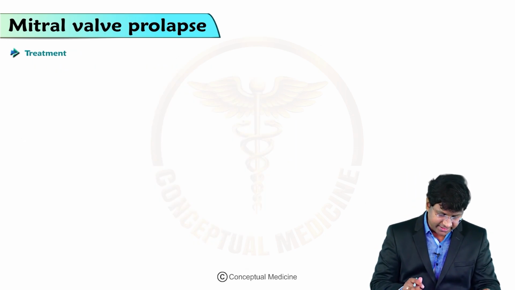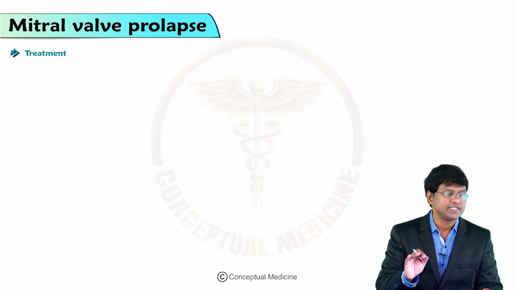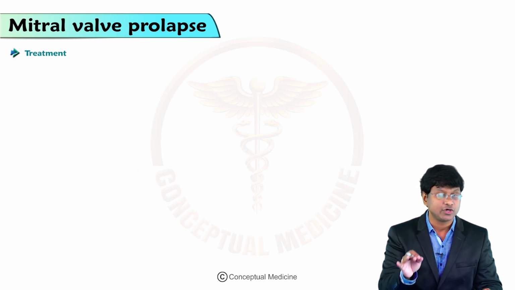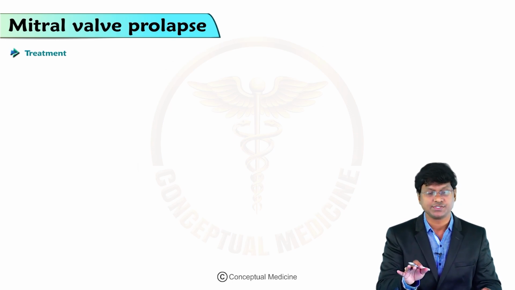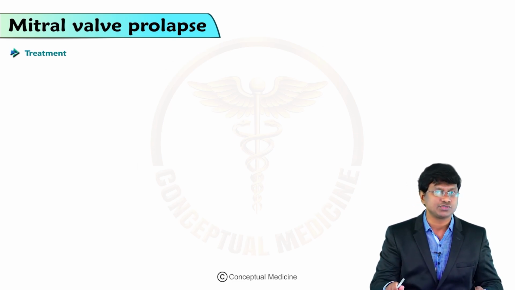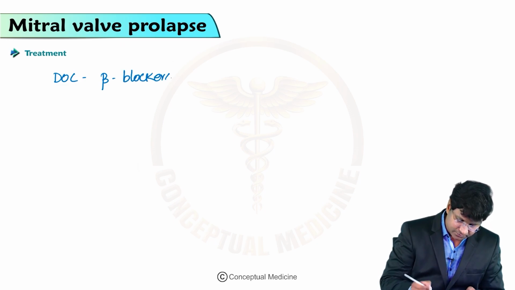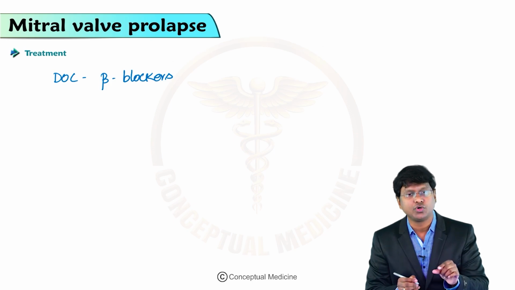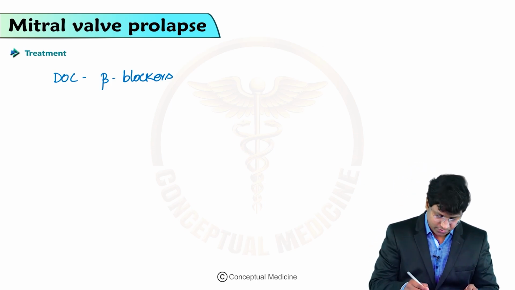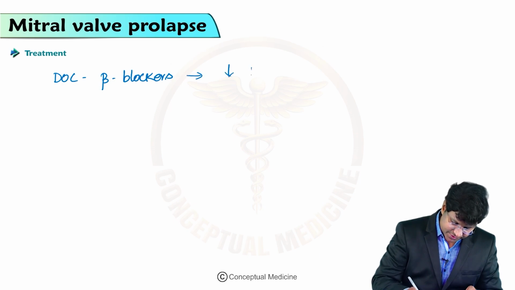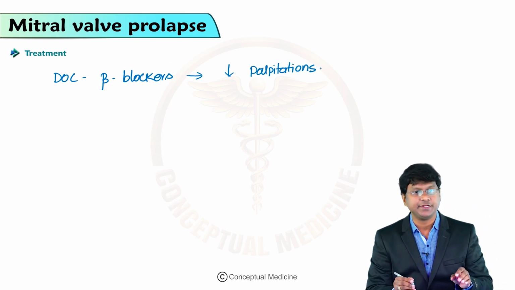Then what will be the treatment in these individuals? See, what is the most common symptom, if the individual is symptomatic? That is palpitations. And why are there palpitations? That is mainly because of the ventricular premature contractions. So the drug of choice for mitral valve prolapse will be beta blockers. Beta blockers in low doses are used to treat the hyperadrenergic state when present and are usually satisfactory for the treatment of arrhythmias. So they will reduce the palpitations.